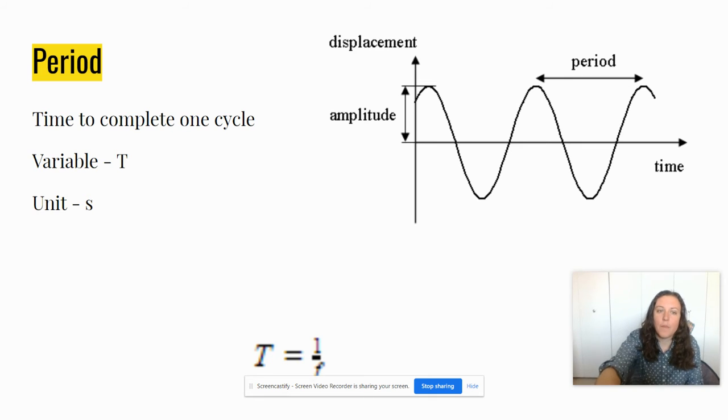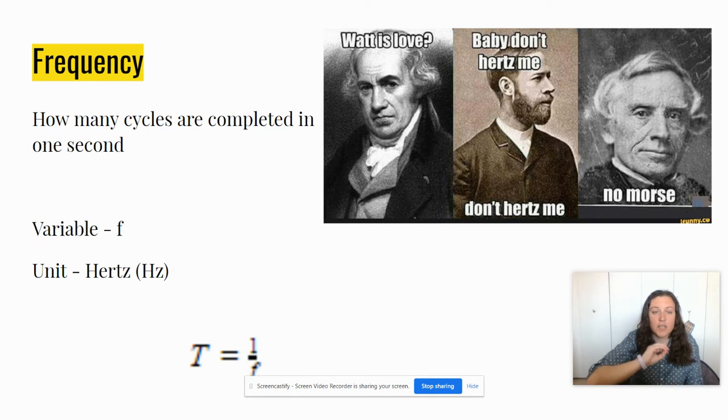And then we have frequency, which is the cycles per second. So this variable is f, and the unit is hertz. It is the inverse of period. So if you have a really long period, you have a really short frequency, and vice versa. Frequency is how many times you go around in 1 second. Period is how long it takes to go around once.